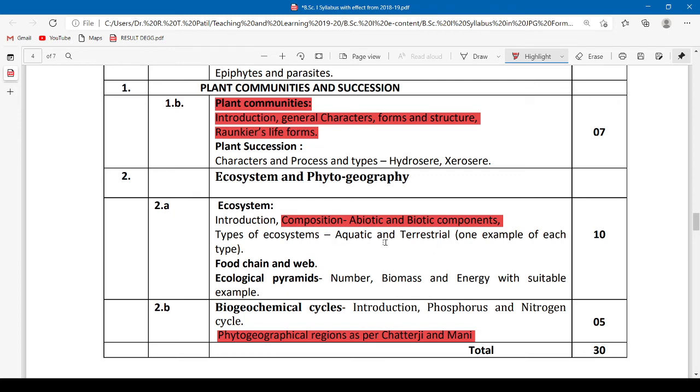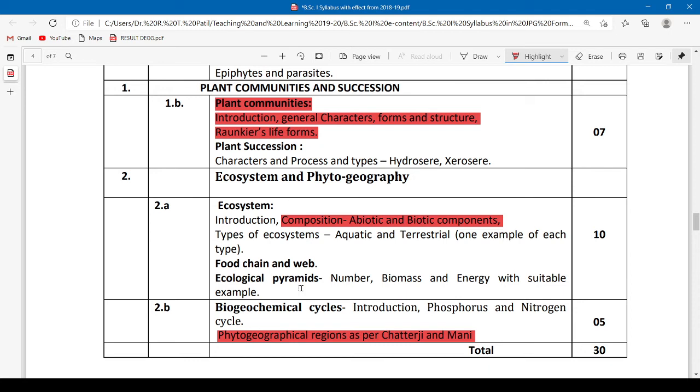aquatic and terrestrial. These are the two types of ecosystem you have to study for this semester, with one example of each type. Means one example of aquatic and one example of terrestrial ecosystem. And another part in this subtopic is food chain and food web. Then the last part in this topic is ecological pyramids, and there are different types of pyramids.